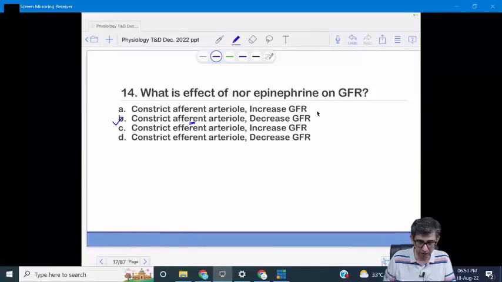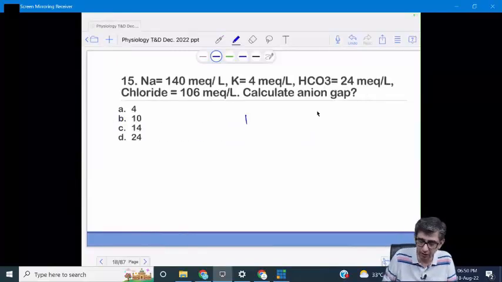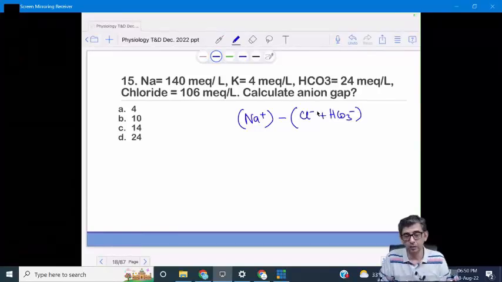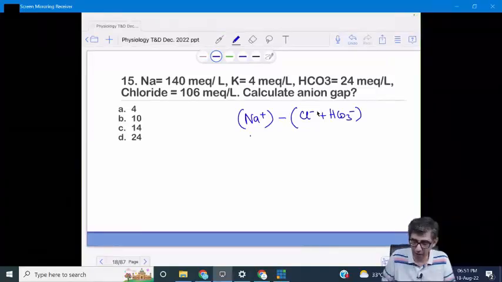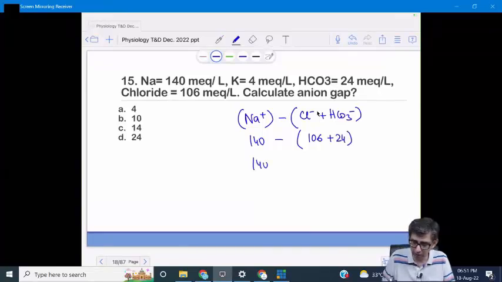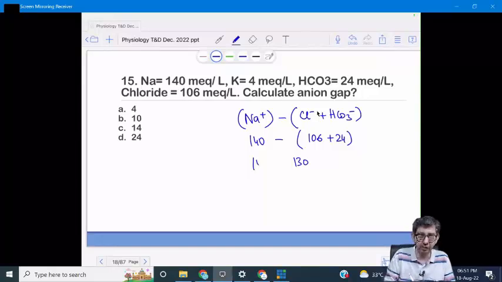We come to question number 15, calculate the anion gap. So you know the formula that in anion gap, you are not supposed to take the potassium values. It is only the positive value sodium which is to be considered. If I take into consideration the mathematics here, the chloride is 106 and 24. So you can work out yourself. Simple basic elementary mathematics had to be done in this case.